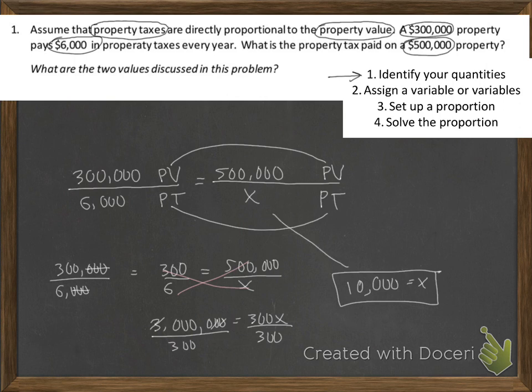Let's go back to the original problem and see if this makes sense. If I had to pay $6,000 in property taxes on a $300,000 property, let's double that in our minds. If the property was worth $600,000, then I'd have to pay $12,000 in taxes. So you can see that $10,000 is slightly less than $12,000, and $500,000 is slightly less than $600,000. So this makes sense. It could be true that if you pay $6,000 on a $300,000 property, you pay $10,000 on a $500,000 property. And again, the ratio is the same. That's how you set up these problems.